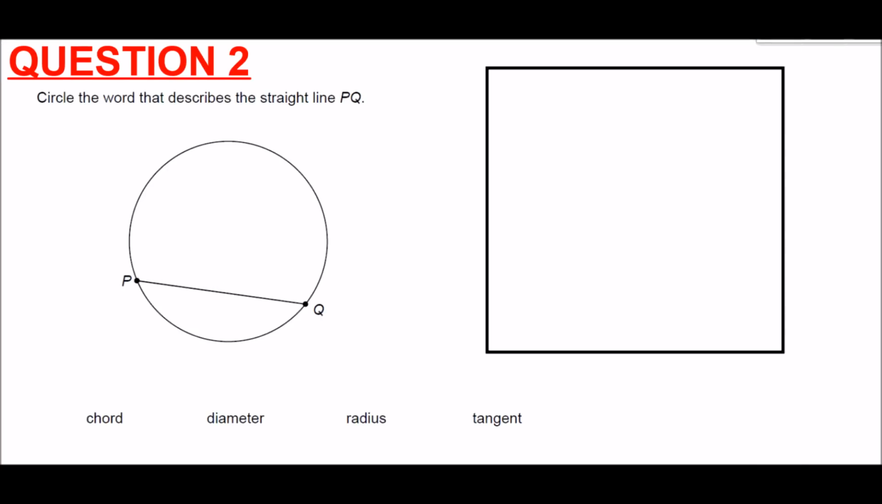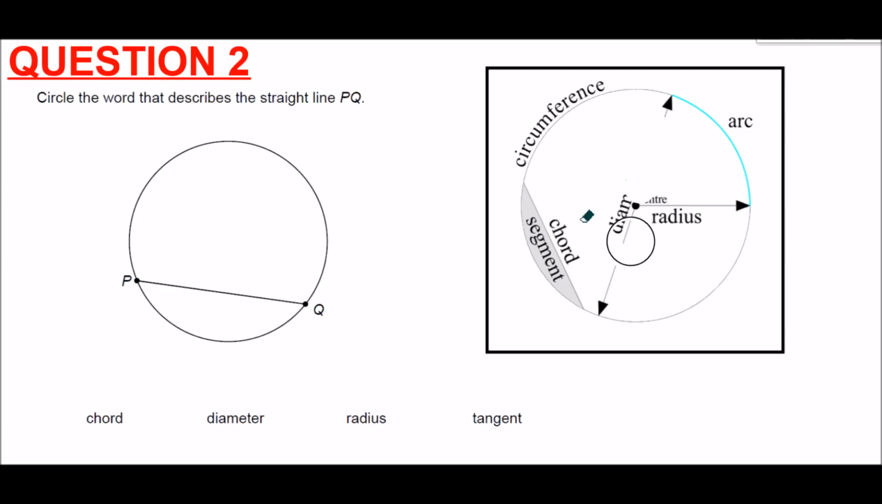Question 2. Circle the word that describes the straight line PQ. Now what I've put into this box over here, hidden right now, is just something to help you revise, which is a diagram of the important parts of a circle which you need to remember for the exams. The examiner could ask you about any parts of this.